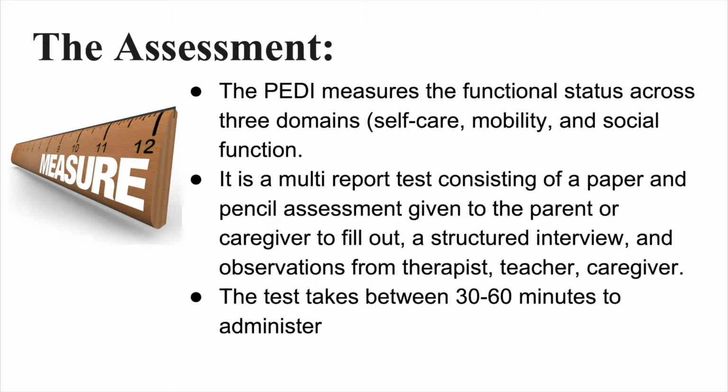So the assessment measures the functional status across 3 domains for a child, including self-care, mobility, and social function. It's a multi-report test, meaning it gathers information from a wide range of individuals. It consists of a paper and pencil assessment given to the parent or caregiver, a structured interview, and then also observations from the therapist, teacher, or caregiver. This test is great because it takes only between 30 to 60 minutes to administer, which makes it a great quick assessment tool to be used in clinics or in the school system.